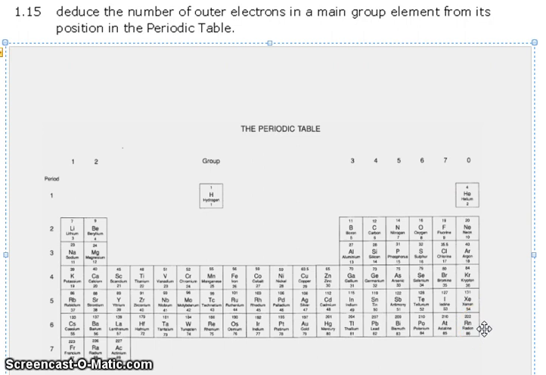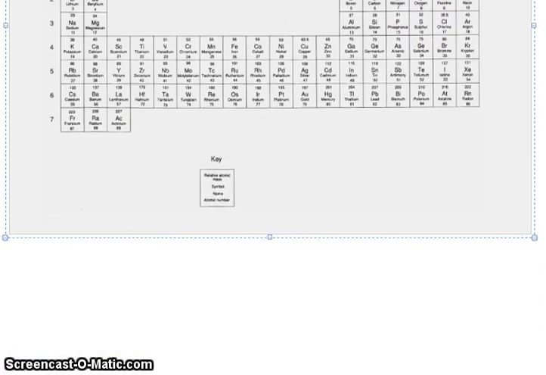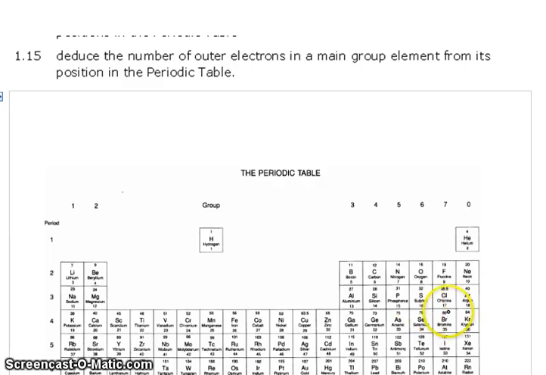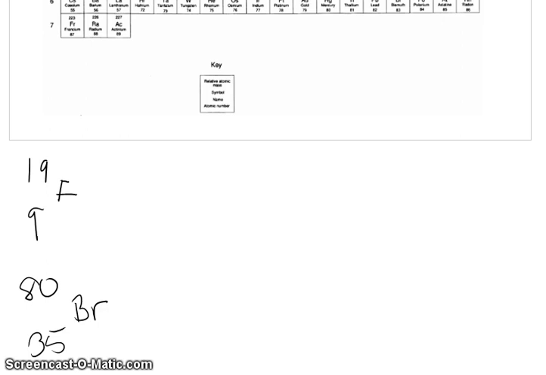Okay, so deduce the number of electrons in a main group element from its position in the periodic table. So again, we're going to pick a couple at random here, and we'll try and pick 2 in the same group so you can see the trend. Okay, so looking at chlorine, or we'll look at fluorine actually, and we'll look at bromine. So fluorine on here is 19.9, and bromine is 80.35.